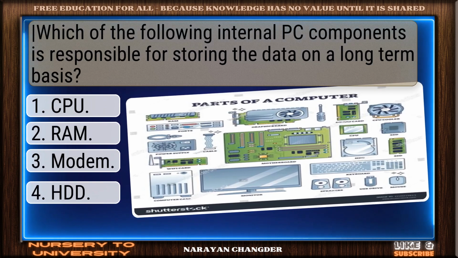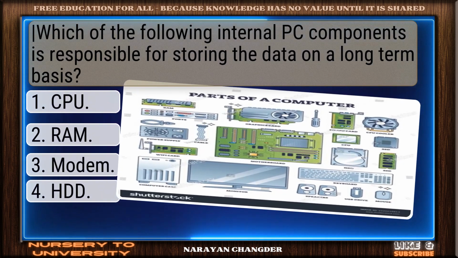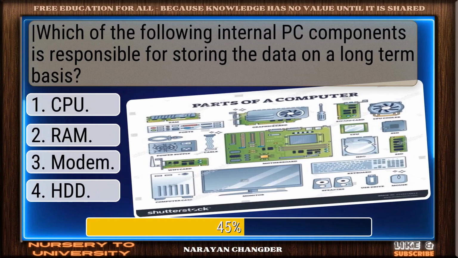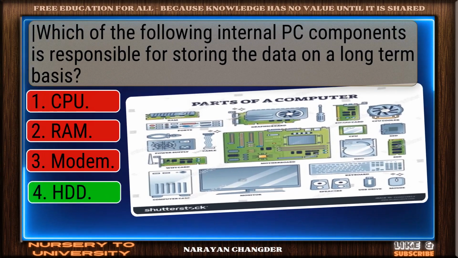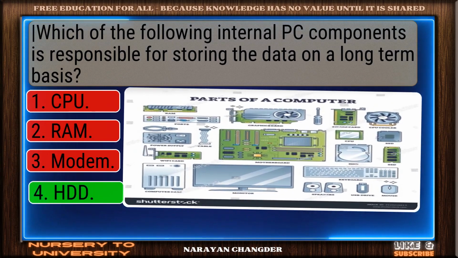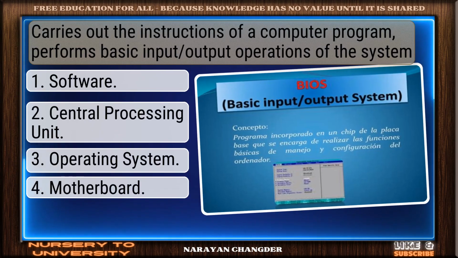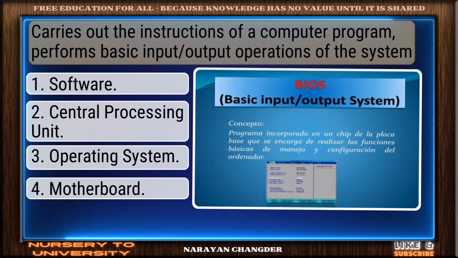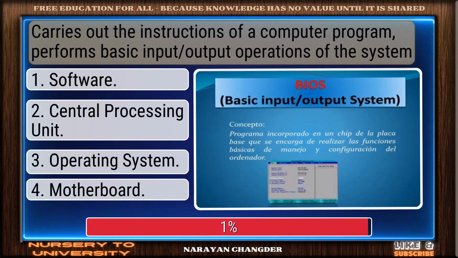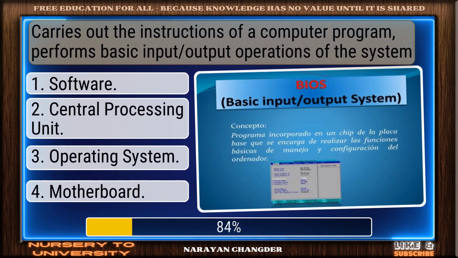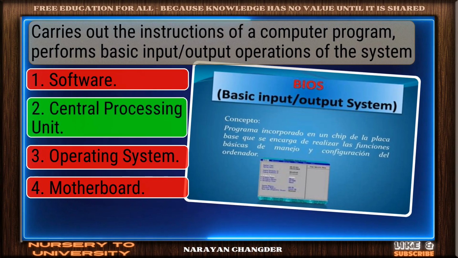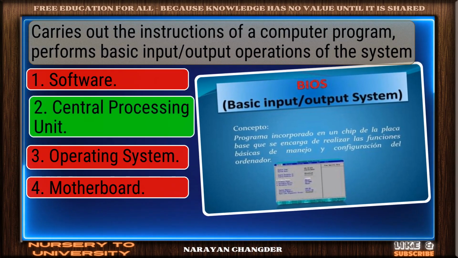Which of the following internal PC components is responsible for storing the data on a long-term basis? Strong choice. Hard drive is the right answer. Carries out the instructions of a computer program. Performs basic input-output operations of the system. Excellent choice. Central Processing Unit is the right answer.